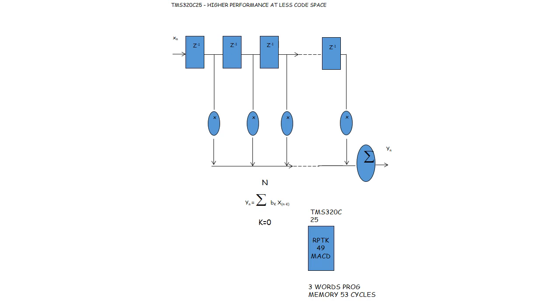Next, higher performance at less code space. When we pass the X values, they are passed into the Z inverse, the delay elements. After that, they are multiplied together and form the output Y of n, which is equal to the summation for k equal to 0 to n of bk times x of n minus k. Here we have used the TMS320C25 processor, with the RPTK 49 MACD instruction, which takes 3 words of program memory and 53 cycles.